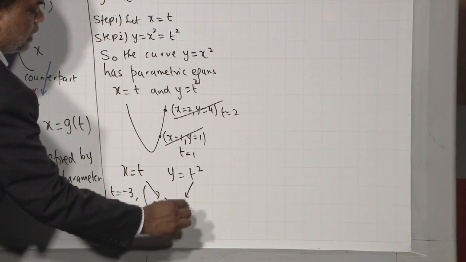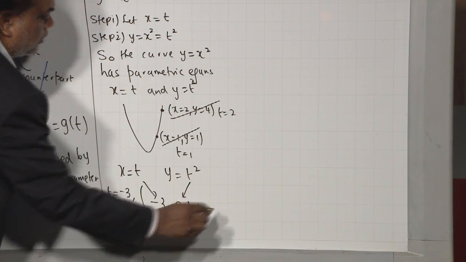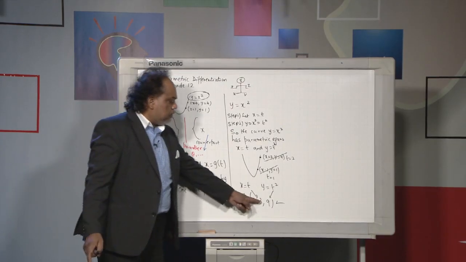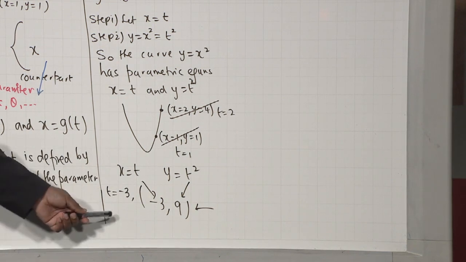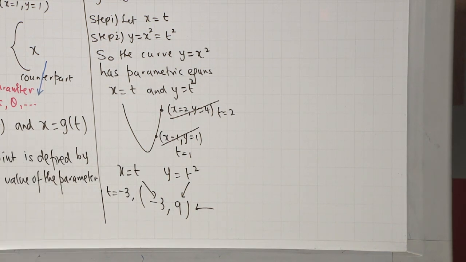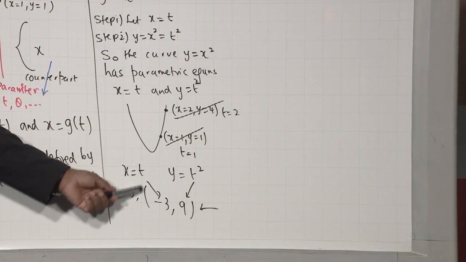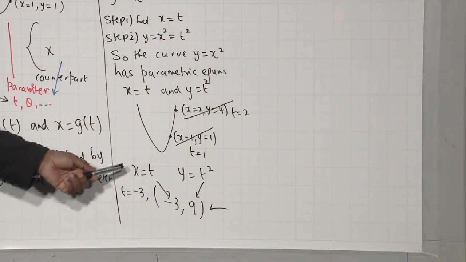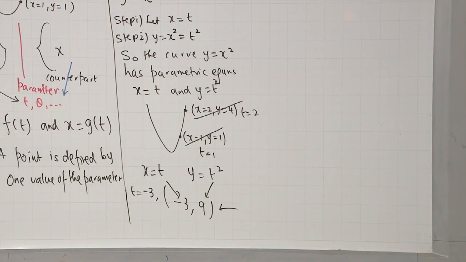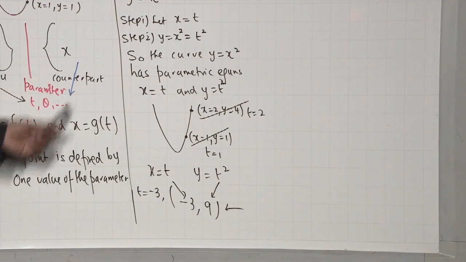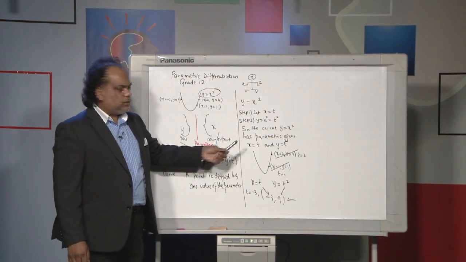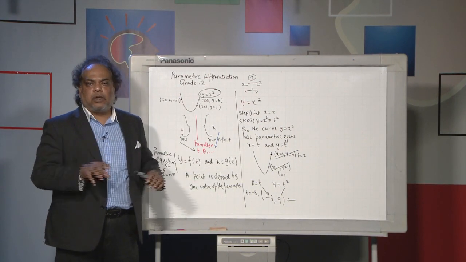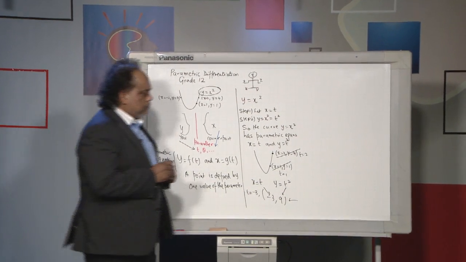Minus 3, and then here minus 3 squared, 9. So rather than giving the coordinates, I am now giving you only one value of the parameter. It is sufficient to give one value of the parameter in order to know what x will be, what y will be. That's the biggest advantage. And as I told you, in the case of the robot, everything is parameterized so that the hands and all the parts of the body can move simultaneously.